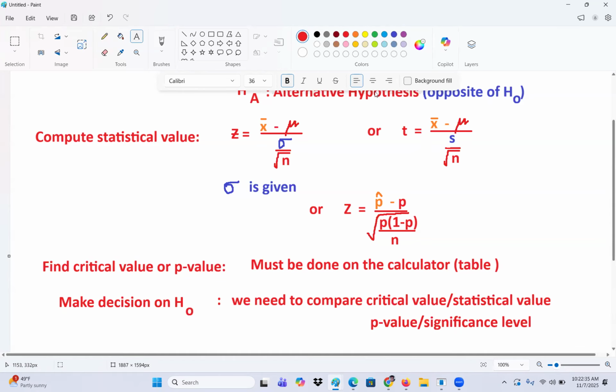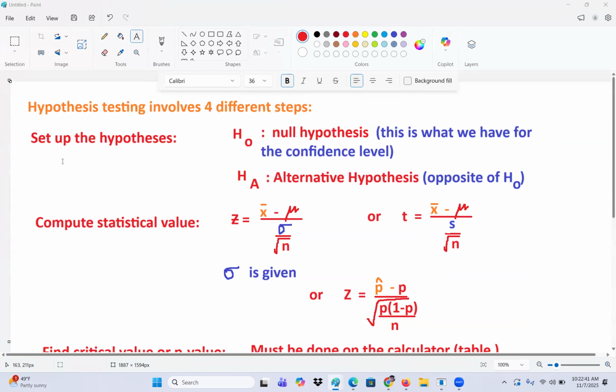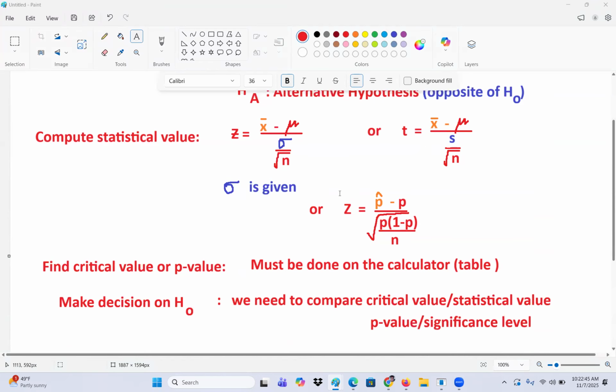All right, so we have to follow four different steps here. Step one, you write up the hypothesis. Step two, you compute a statistical value, and this step involves one test or two tests, based on what we have. Next we need to find the critical value or the p-value, and finally we need to make a decision whether we reject H0 or fail to reject H0.